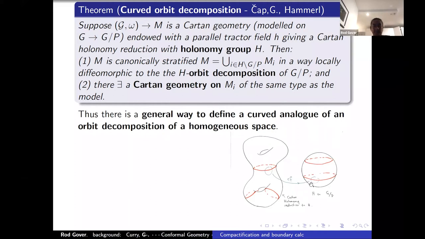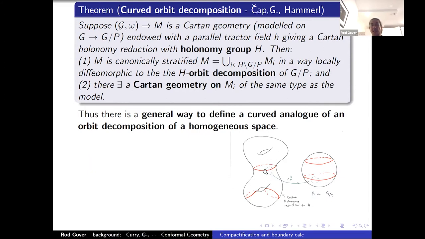basically, you can think of H as the object that at a point would preserve the parallel tractor that you might have around, something like that. So if you have this holonomy reduction, then the curved model decomposes into strata, in the sense of light we've been talking. So it decomposes into a disjoint union of parts that I'm calling strata or curved orbits.